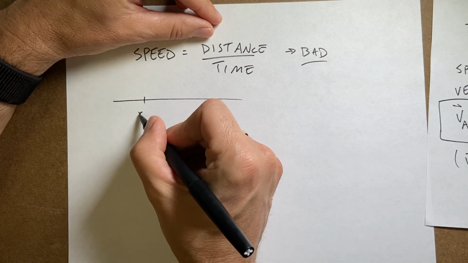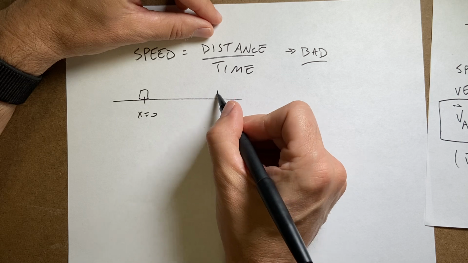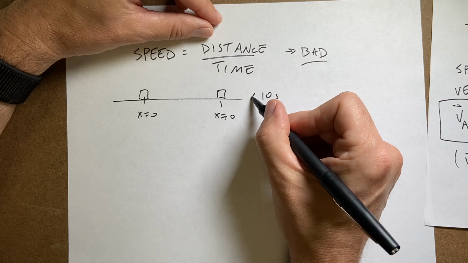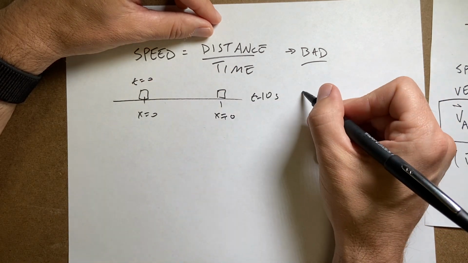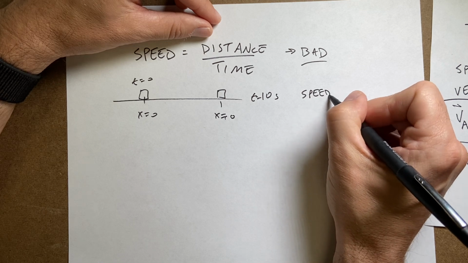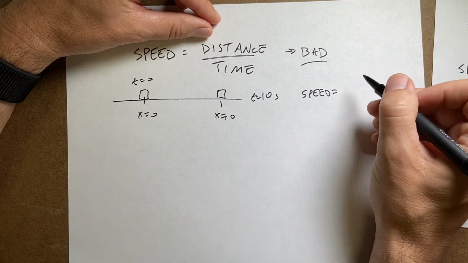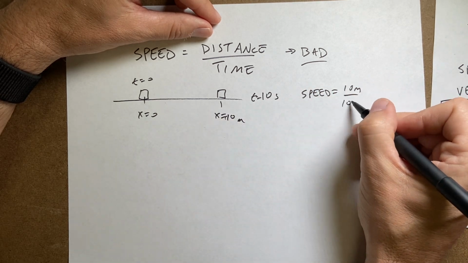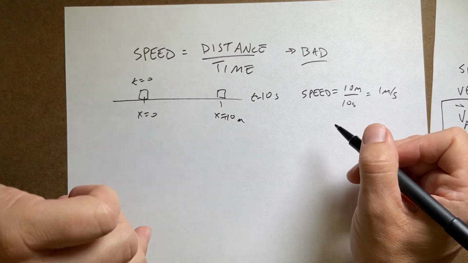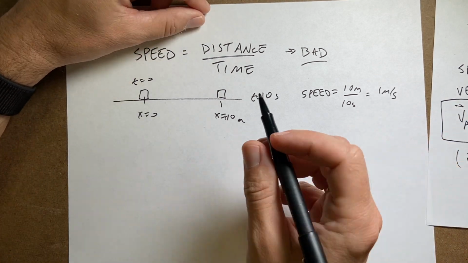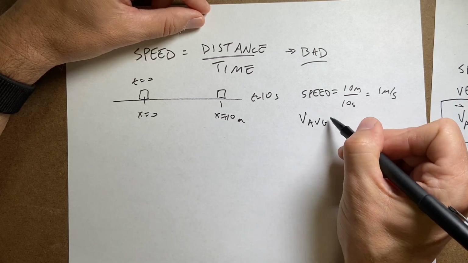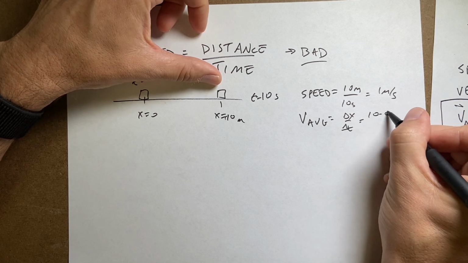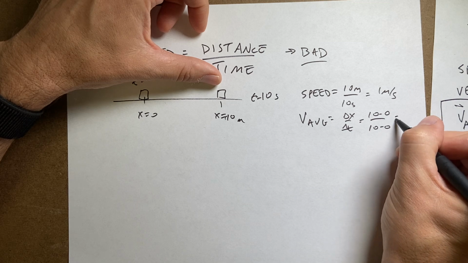Here is the x-axis. Here's x equals 0. Here's a car moving at a constant velocity, and it gets up here to x equals 10 in 10 seconds. And here t equals 0. So if I calculate the speed, I get distance. Well, it went 10 meters. And it took 10 seconds. So I get 1 meter per second. Yay. Okay. But now, if I calculate the average velocity, I get delta x over delta t. And so that's going to be 10 minus 0 over 10 minus 0 equals 1.